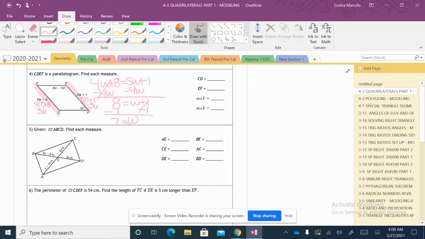So from C to D, that gives us 36. From E to F, that also gives us 36. And now we're looking for F and E. So these two angles are what we call consecutive angles, which means that they're side by side. So that means they're not equal, they should add up to 180.